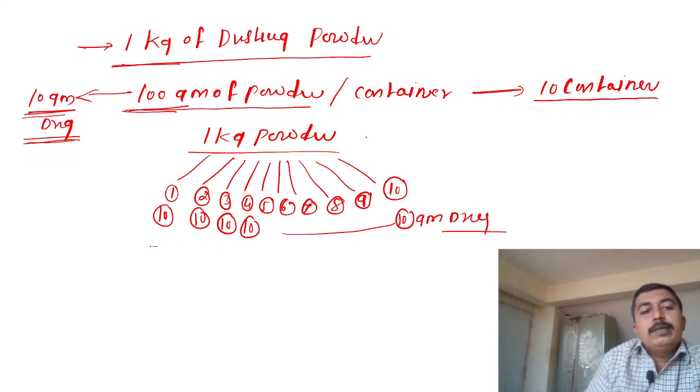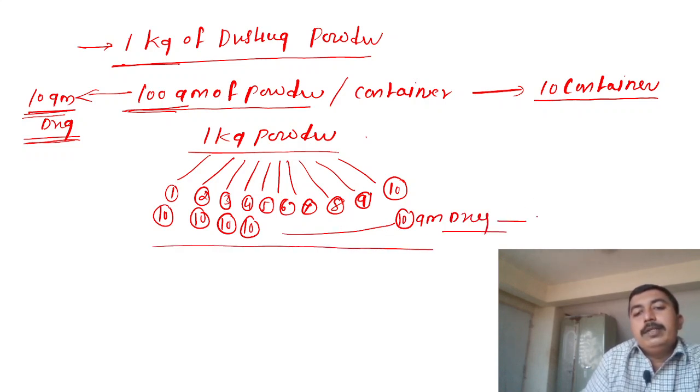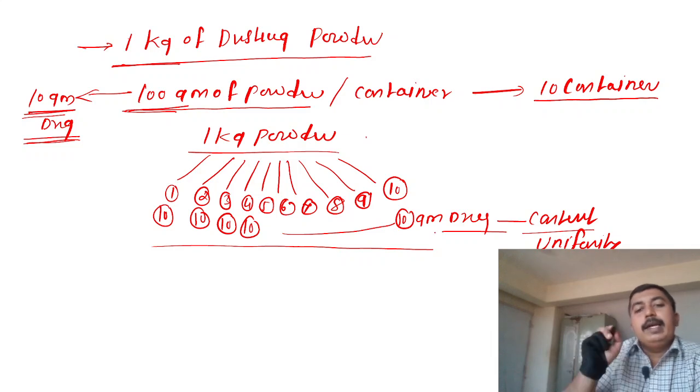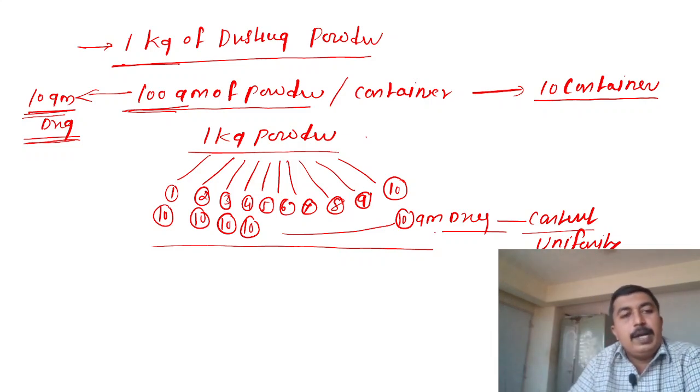This is known as content uniformity. What is meant by content uniformity? Content uniformity means exactly the same quantity of drug in the same quantity of dosage form. So I have taken 100 gram of powder in each container, and each 100 gram of powder should contain 10 gram of drug. This is known as content uniformity.